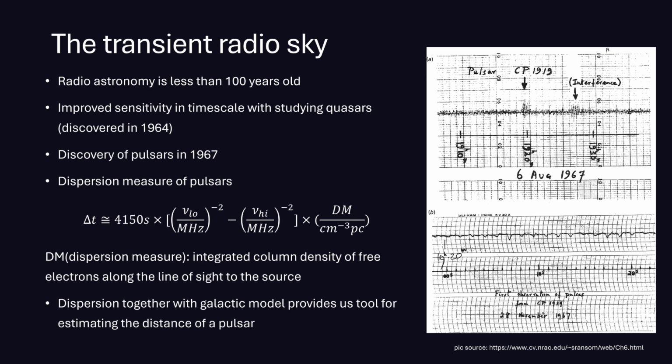Here we introduce a concept called dispersion measure, DM. Keep in mind that it does not stand for dark matter under this topic. DM is the integrated density of the free electrons along the path of the light. And DM together with the galactic model provides us a way to estimate the distance of the observed event.